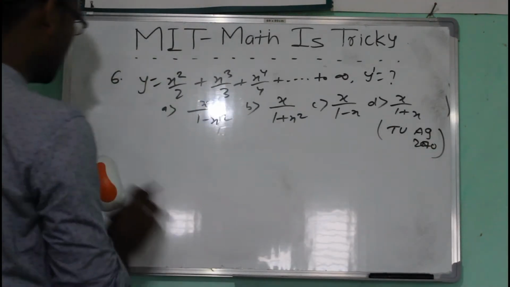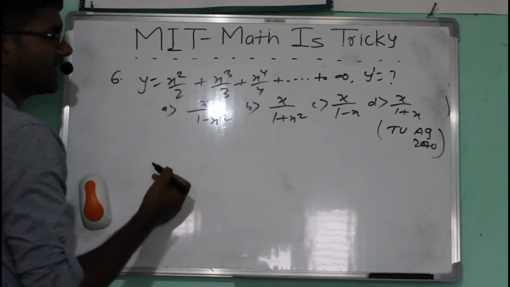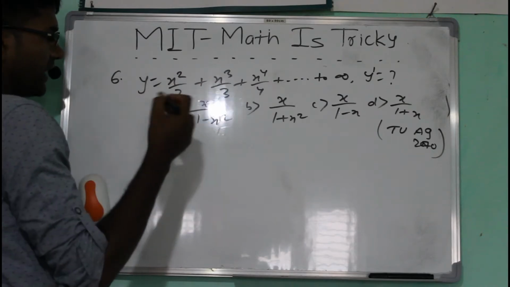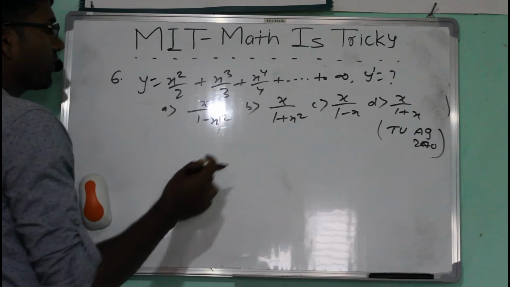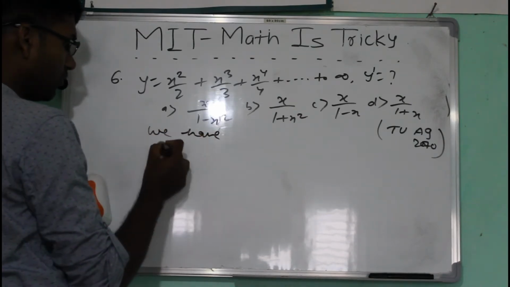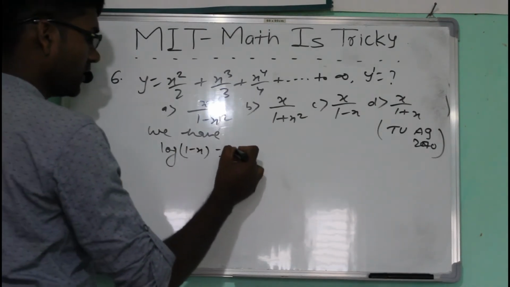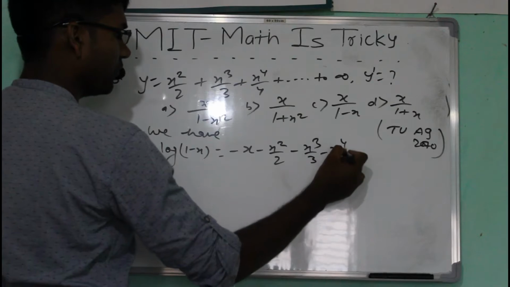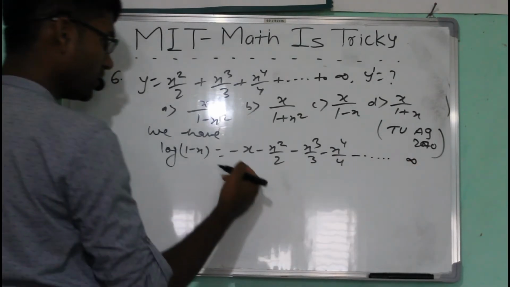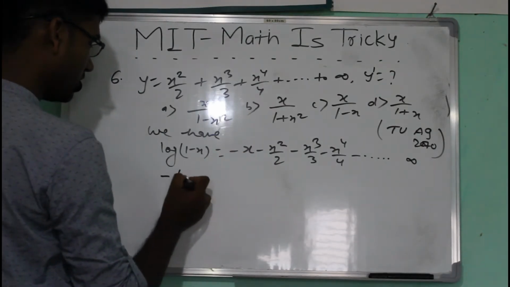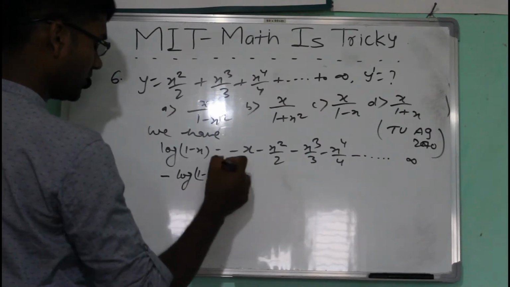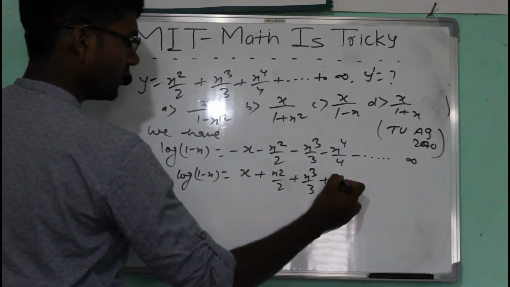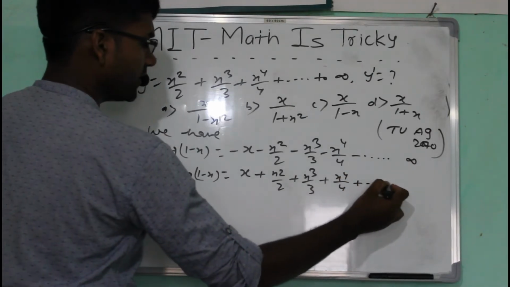To solve this, look at the right hand side of the given equation. Just by looking we can tell it's a series, the series for the log function. So we have log(1 minus x) equals, all negative, minus x minus x square by 2 minus x cube by 3 minus x power 4 by 4 minus dot dot dot to infinity. Making it positive, negative log(1 minus x) equals x plus x square by 2 plus x cube by 3 plus x power 4 by 4 plus dot dot dot to infinity.